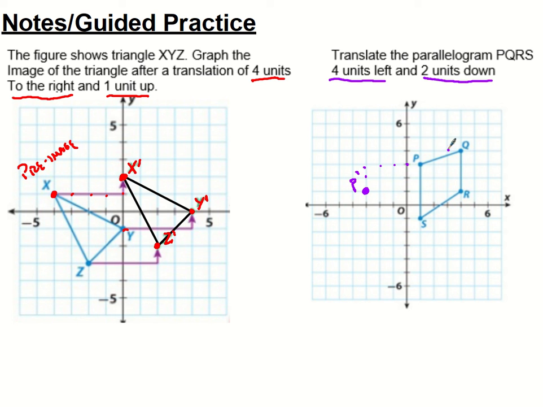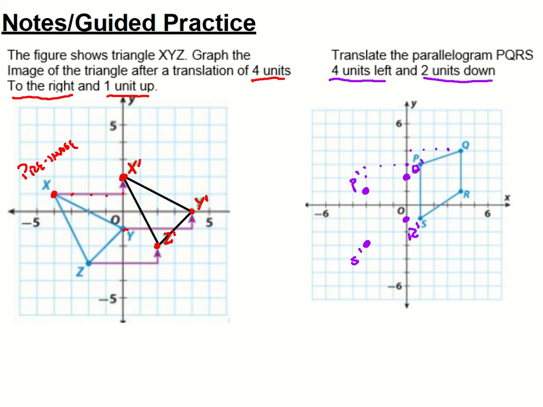Q, 1, 2, 3, 4, 1, 2. There's the new Q. S, 1, 2, 3, 4, 1, 2. Here's my new S. And then R, 1, 2, 3, 4, 1, 2. And there's my new R.